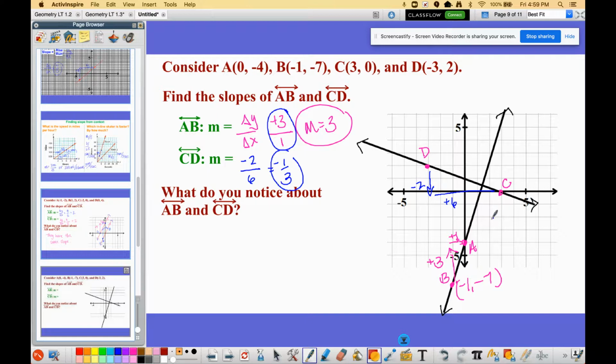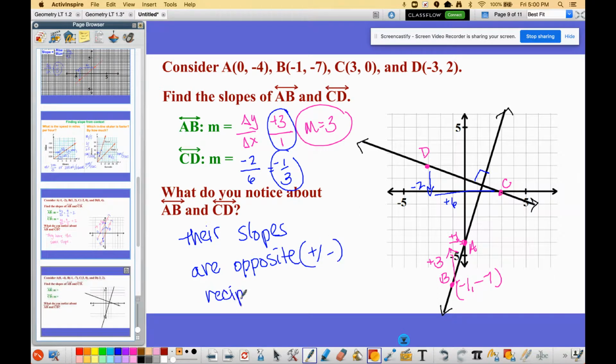So line AB and line CD are perpendicular to each other, and their slopes are opposite. One is positive, one is negative. Reciprocals. It's very important that you have both of those parts, opposites and reciprocals. Reciprocals is where the fractions are flipped upside down. So where we had 3 over 1, here we have 1/3.